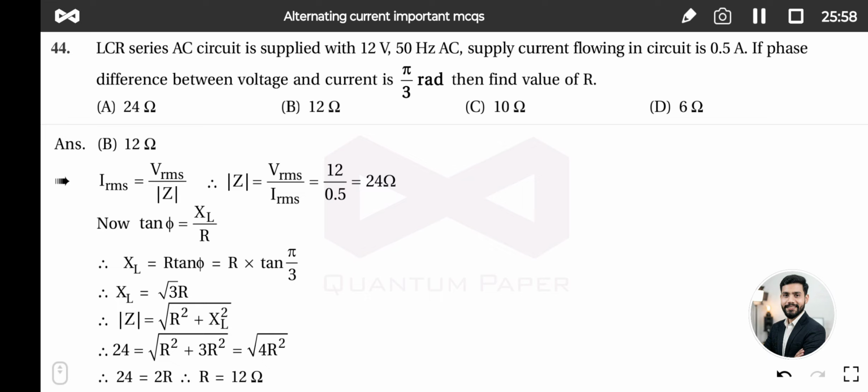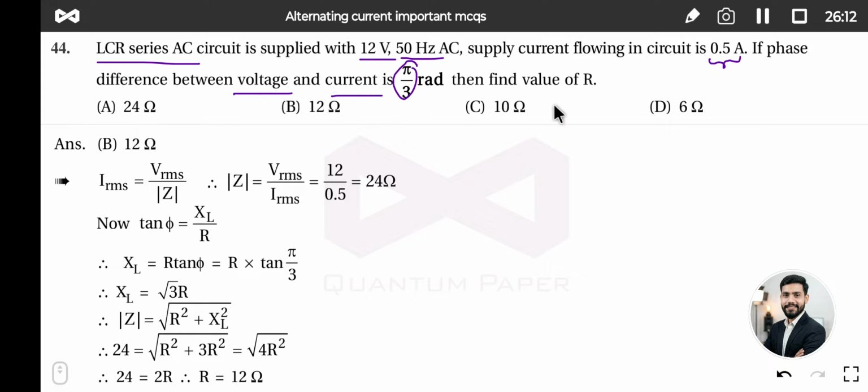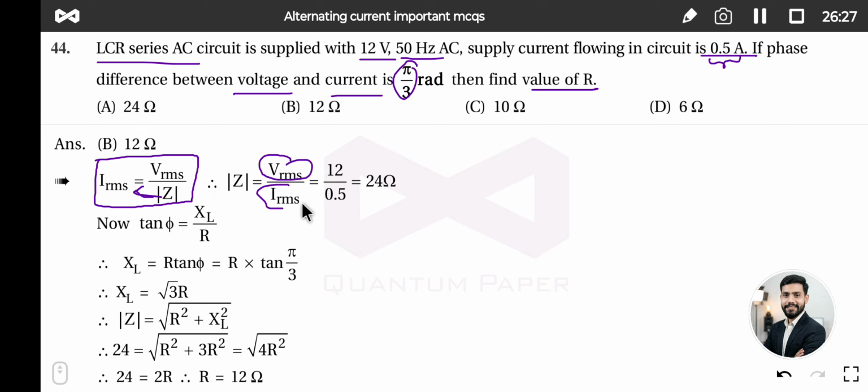Look at the next question. An LCR series AC circuit is supplied with 12 volt, 50 Hz frequency. The current flowing in the circuit is 0.5 ampere. If the phase difference between voltage and current is pi by 3 radian, then find the value of R. Current is given 0.5 ampere. If you apply the formula, IRMS is equal to VRMS upon Z. So Z is nothing but VRMS upon IRMS. Voltage is given 12, current is given 0.5, so 12 upon 0.5 means 12 times 2.